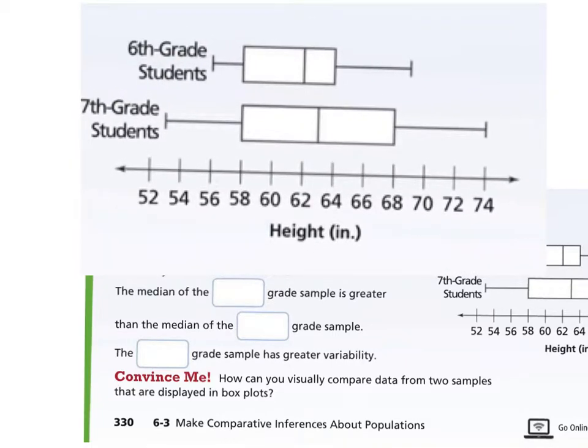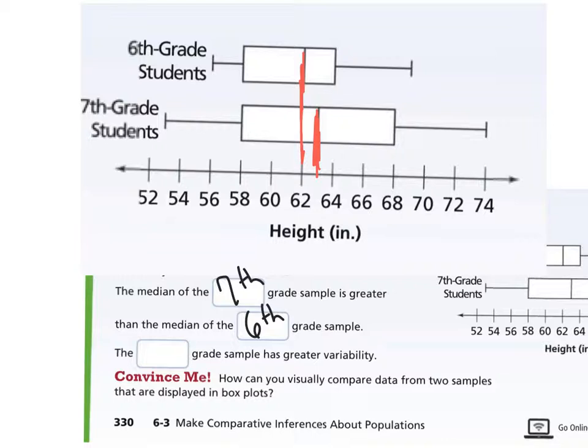The first thing we're going to do is look at the medians. This is kind of a close call here, but you can see the median, again, that's where these two boxes meet each other. 7th grade, we got a median of 63 inches tall, and 6th grade we got a median of 62 inches tall. So even though it is kind of a close call, we could say for sure the median of the 7th grade sample is greater than the median of the 6th grade sample, which we might expect.